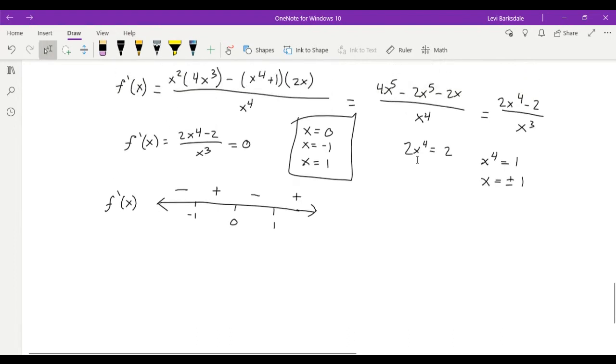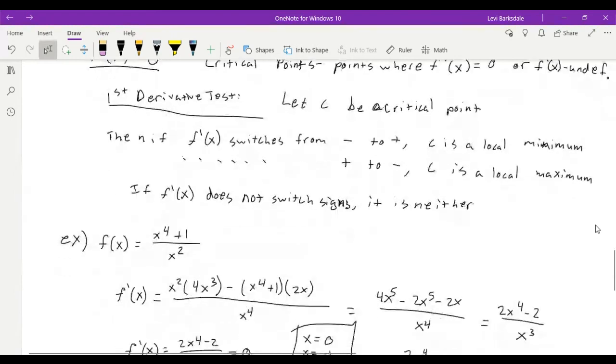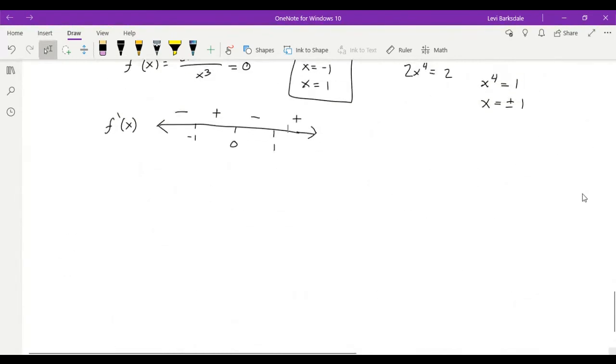By the first derivative test, we know that if our derivative changes from negative to positive, we have a local minimum. And if it switches from positive to negative, we have a local maximum. So right here, our derivative switches at -1 from negative to positive, so we have a minimum. And at 0, it switches from positive to negative, so we have a max. And at 1, it switches from negative to positive again.